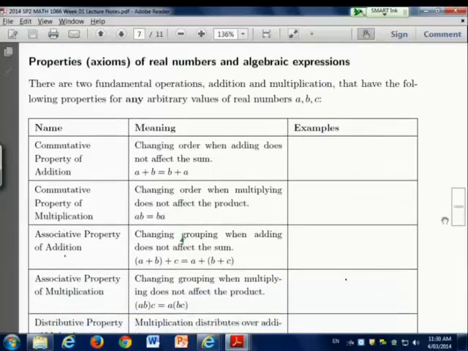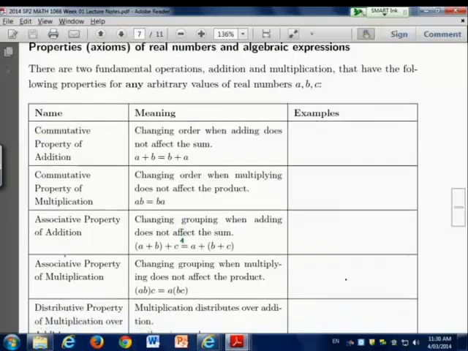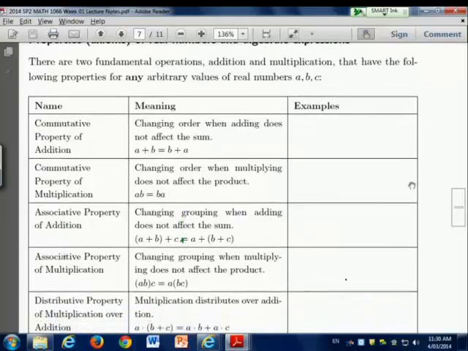Okay, so the two fundamental operators in mathematics are addition and multiplication, and you can define any other operation in terms of those two. So these are our properties or axioms of the real numbers. Mathematicians use fancy words to say things that you can sometimes say in plain English. The commutative property of addition says it doesn't matter which way you add two numbers together, the result is exactly the same.